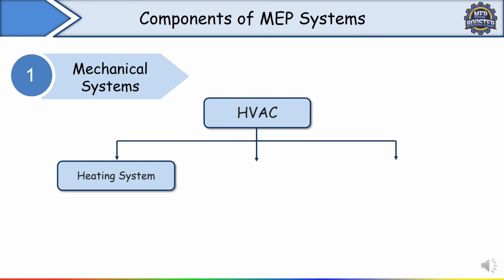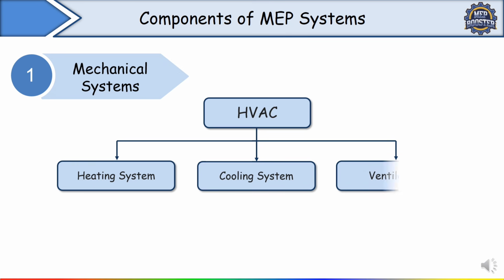After that, the next one is the cooling system. Now we have to discuss the cooling system in detail. Okay, and then finally next is ventilation. So let's see one by one. So you know that generally we have two types of heating system. Okay, first is the central heating system and then we have a local heating system. So here we have to discuss the central heating system.